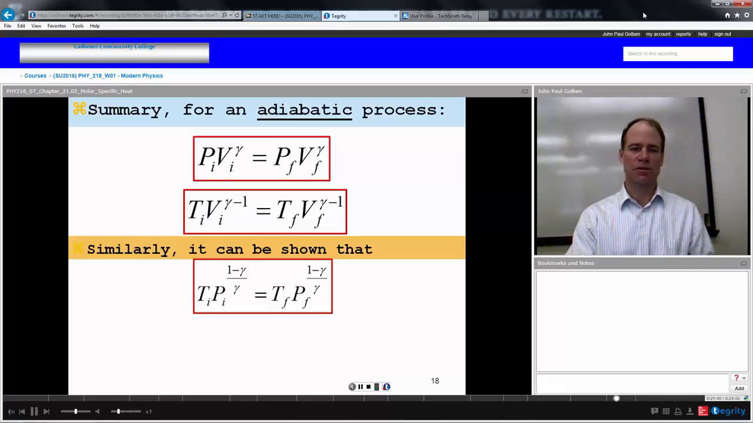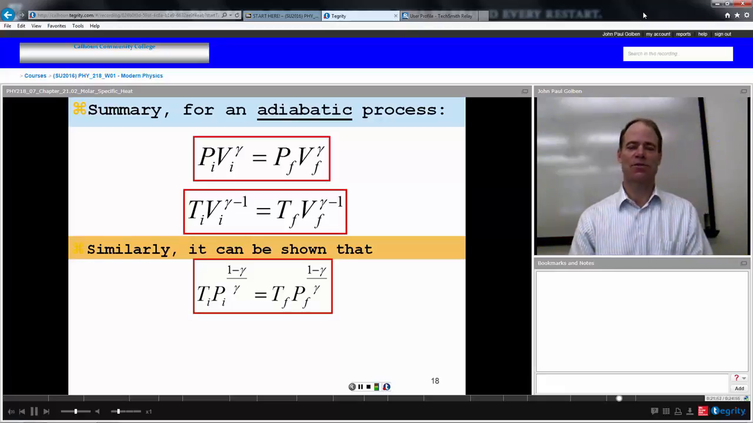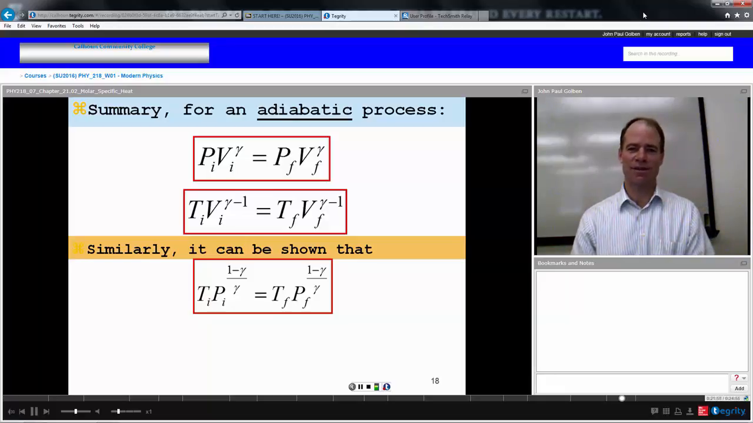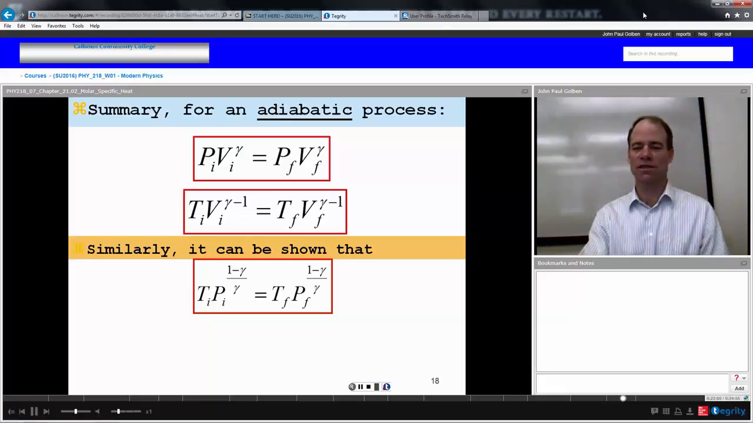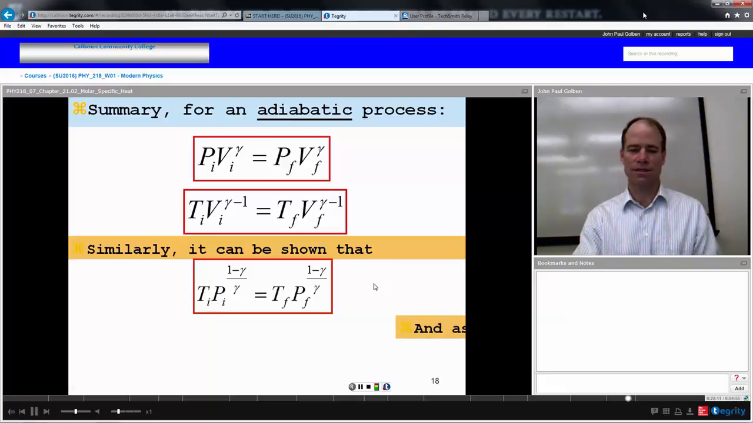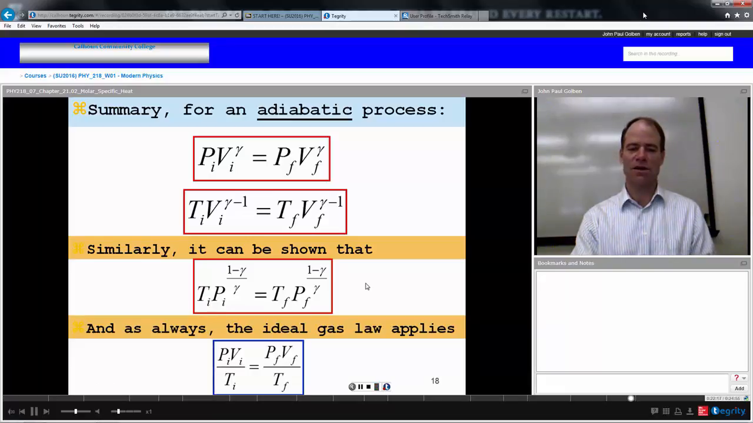And similarly, through some algebra, we can also prove that T initial P initial to the (1 minus gamma) over gamma is equal to T final P final to the (1 minus gamma) over gamma. So gamma is going to be a very important quantity to know for the gas, and this will allow us to relate two of our state variables to the third state variable if we have an adiabatic process. And finally, as always, for these gases, the ideal gas law applies. So PV over T is a constant: P initial V initial over T initial is equal to P final V final over T final.